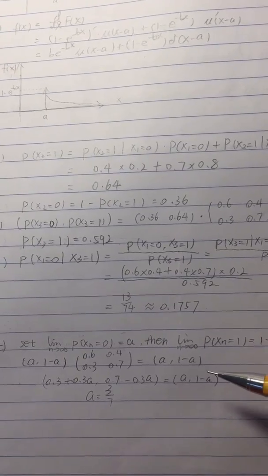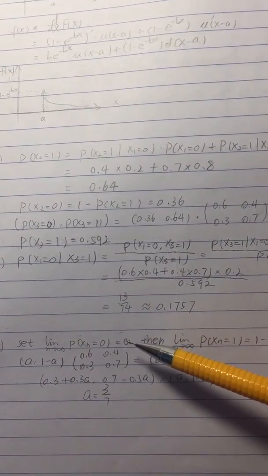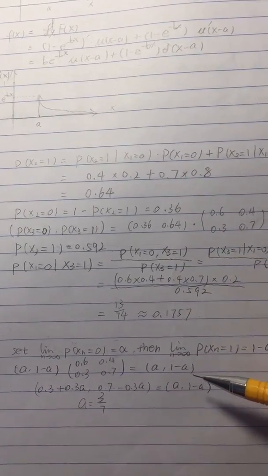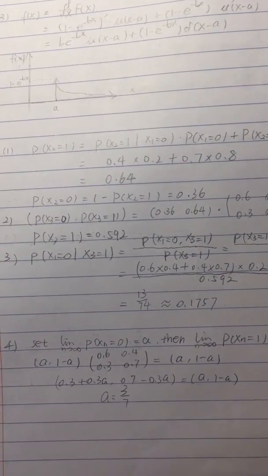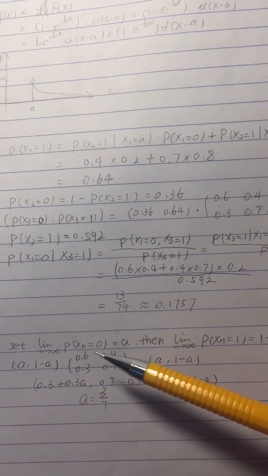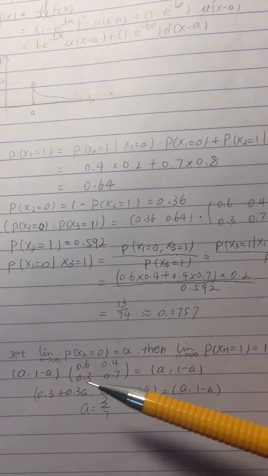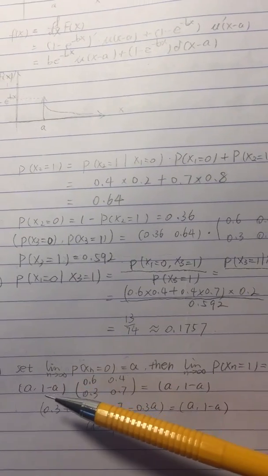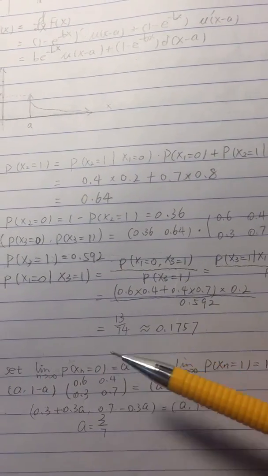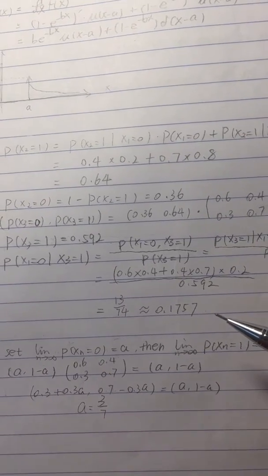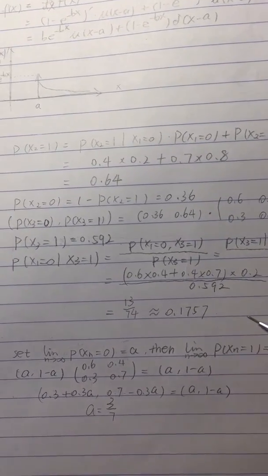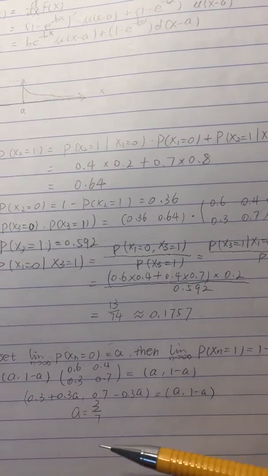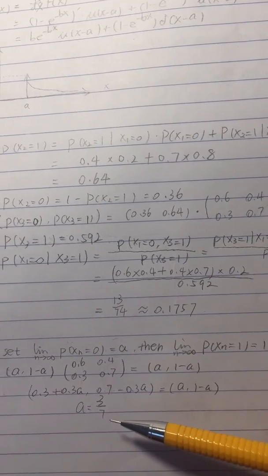The fourth question is to find the limit of the probability of xn equals 0. We can set the probability as a, and the probability of xn equals 1 is 1 minus a. So the limit is a, 1 minus a times the matrix equals itself. That's when the probability reaches a. So the result is 3/7. That's the answer.